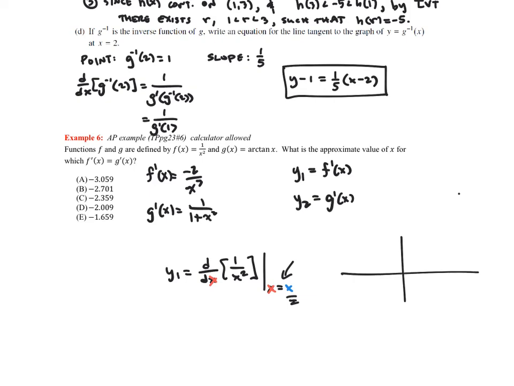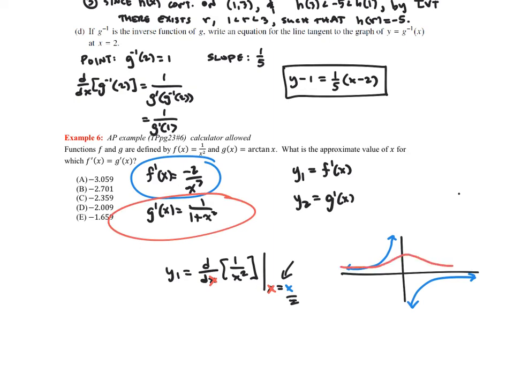When I graph the derivative of f prime, it looks like this and like this. And then when I graph the derivative of g prime, it kind of looked like this. All right, so I looked at my calculator and I said, oh, well, those slopes will be the same at whatever this value is. And that value ended up being C, negative 2.359.